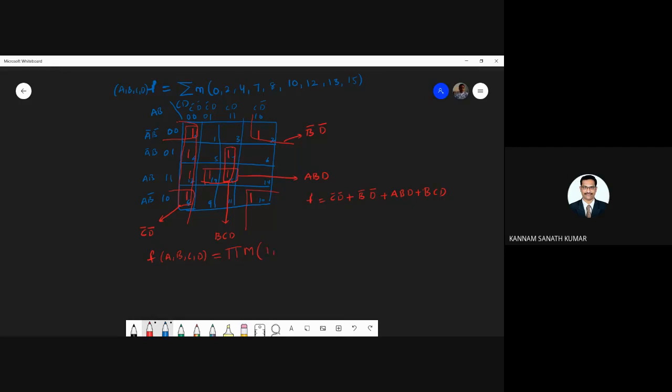So that means one and next is three, three, 5, 6, 6, 7 is there, 8 is there, 9, 10 is there, 11, 12 is there, 13, and 14. Okay. So this is nothing but the product terms. So with these product terms, same thing: whatever the missing terms are there, those are nothing but the product terms.